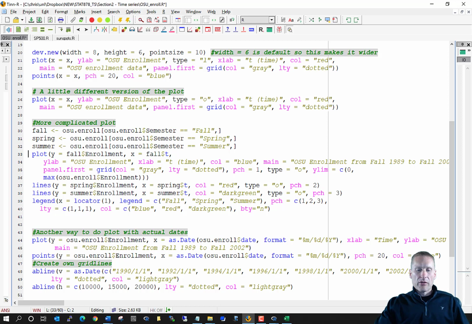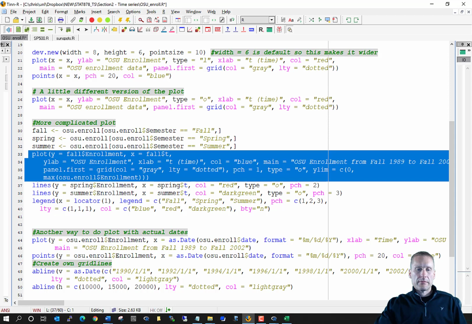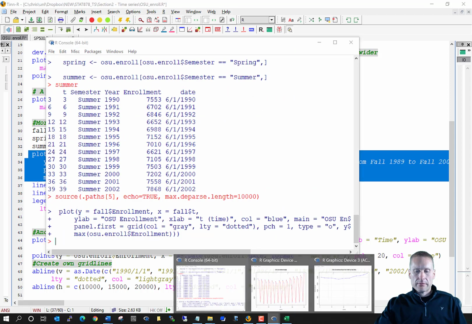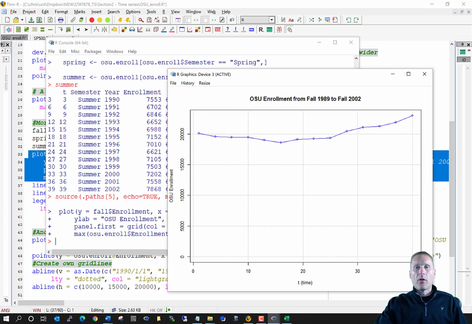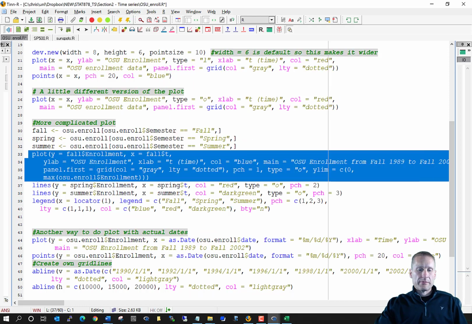And let's go ahead and do this. Also, I'm going to limit my y-axis limits to between 0 and the maximum possible enrollment that I have in my data frame. And there we go. There's the fall enrollments.